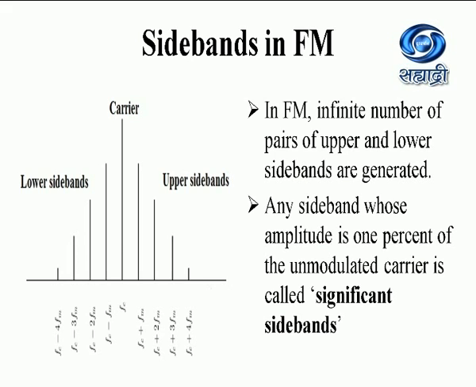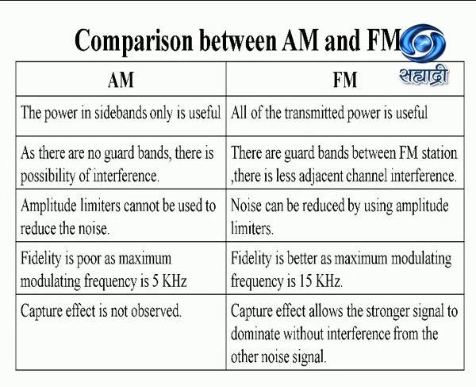So in FM, an infinite number of pairs of upper and lower sidebands are generated. Any sideband whose amplitude is 1% of the unmodulated carrier is called a significant sideband. These sidebands are very important in frequency modulation. If you compare amplitude modulation and frequency modulation, these are the points of comparison between AM and FM. This is a 3-mark question in the board exam. So let's start with the comparison.